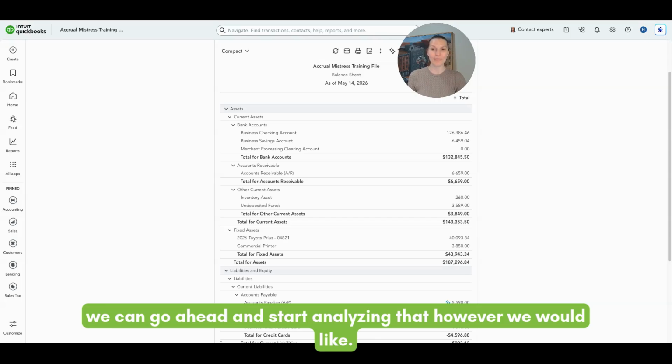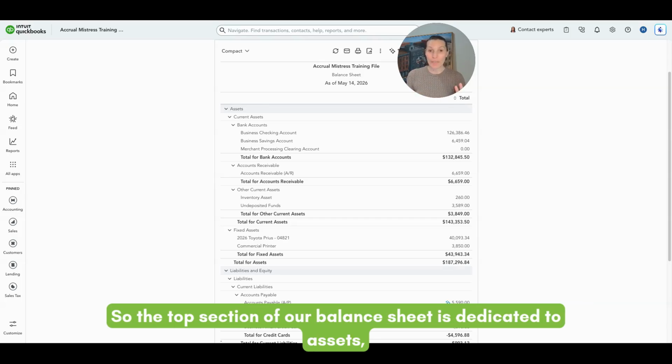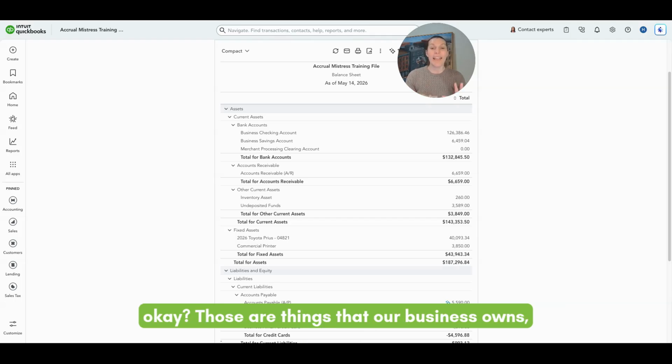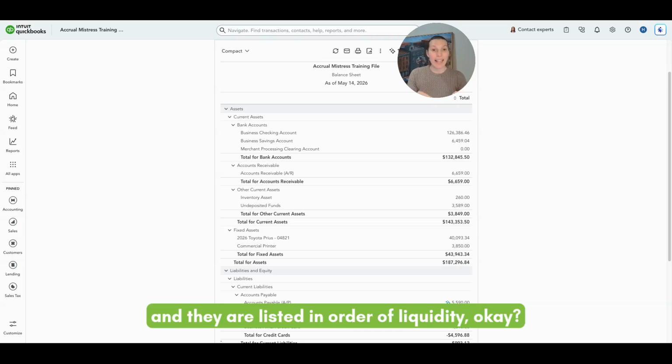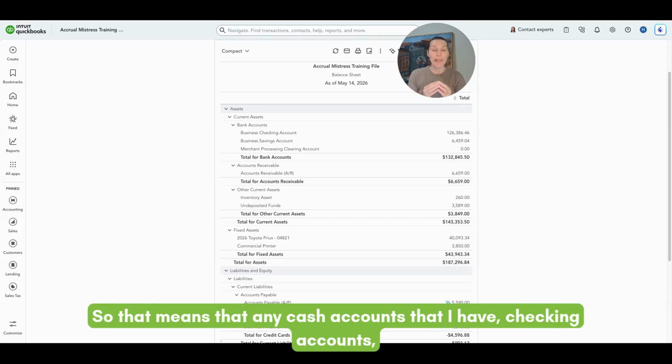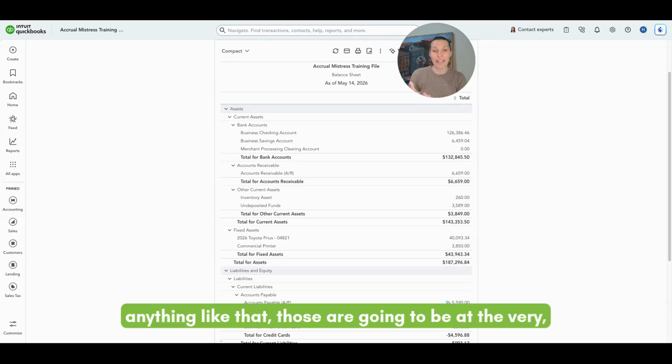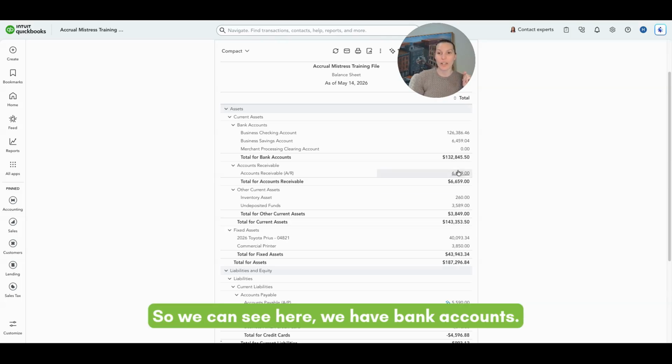So the top section of our balance sheet is dedicated to assets, okay? Those are things that our business owns, cash or other tangible assets, and they are listed in order of liquidity. Okay, so that means that any cash accounts that I have, checking accounts, savings accounts, anything like that, those are going to be at the very, very top of my balance sheet. So we can see here, we have bank accounts.